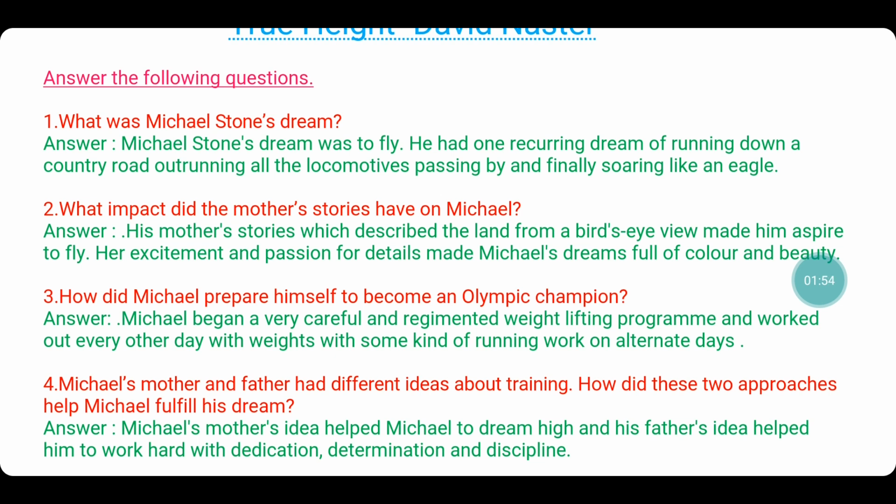On to the fourth question. Michael's mother and father had different ideas about training. How did these two approaches help Michael fulfill his dream? Michael's mother's idea helped Michael to dream high, and his father's idea helped him to work hard with dedication, determination, and discipline.